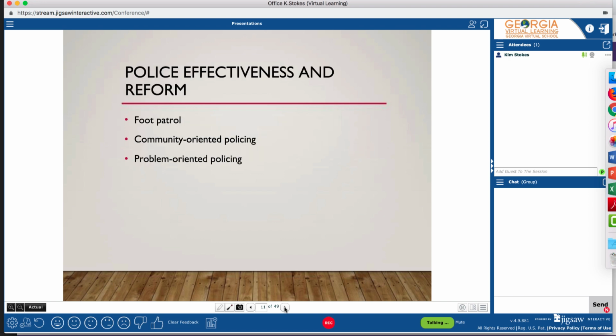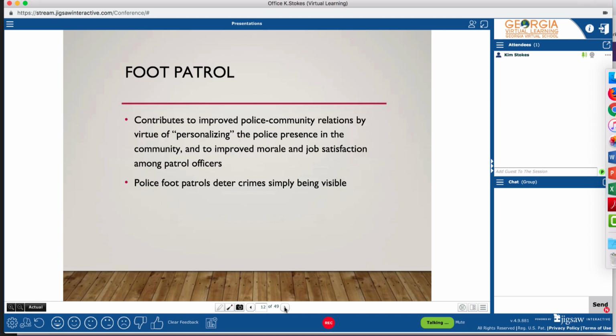So how do our police officers effectively police? Through foot patrol, community-oriented policing, and problem-oriented policing. Foot patrol contributes to improved police-community relations by virtue of personalizing the police presence in the community and to improve morale and job satisfaction among patrol officers. The police foot patrols are able to deter crime simply by being visible.